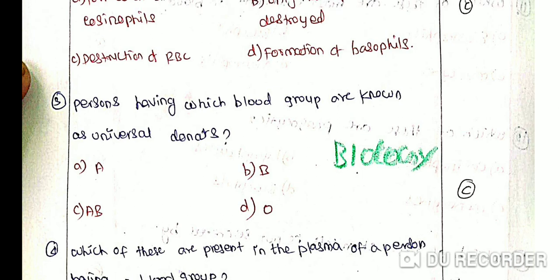Persons having which blood group are known as universal donors? Option A, B. Option C, O. Option D, AB. The correct answer is option C, O. People having the blood group O are said to be universal donors. This is because they lack antigen on the surface of their RBC, and hence the blood can be used to carry out blood transfusions.